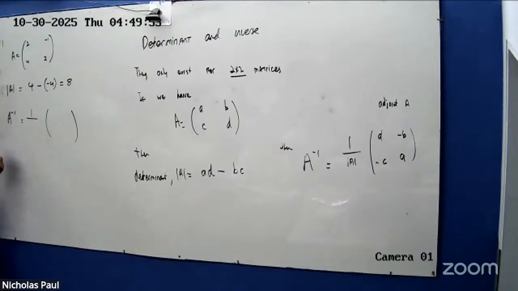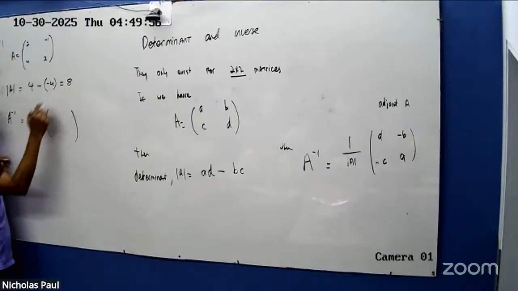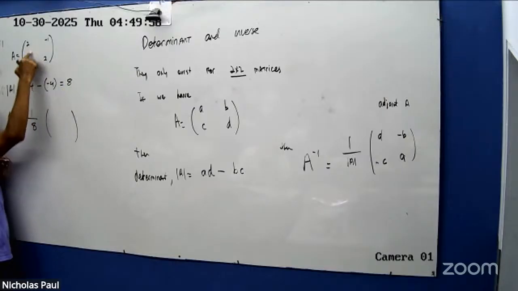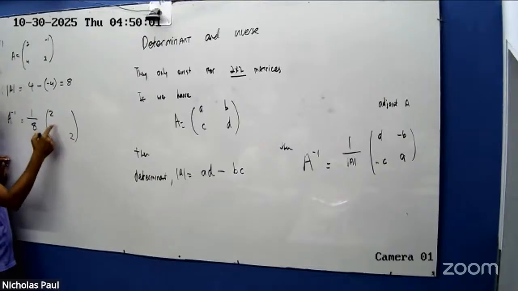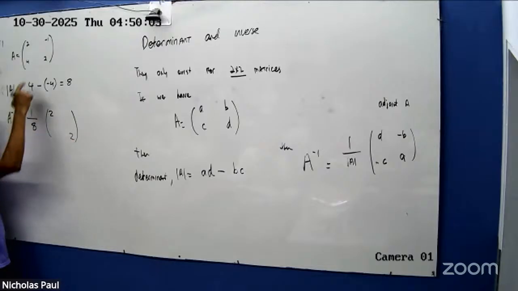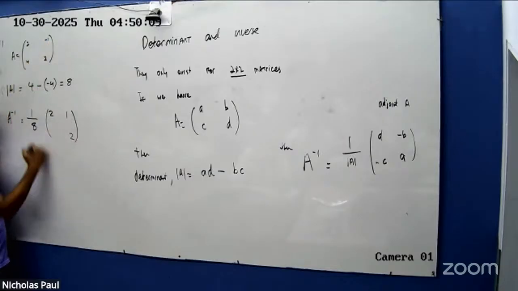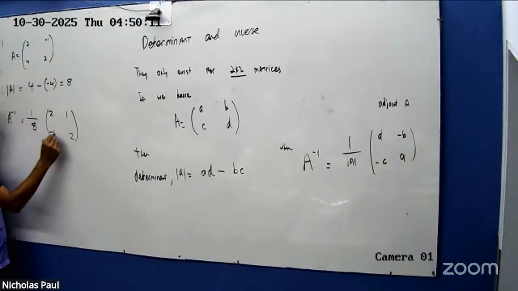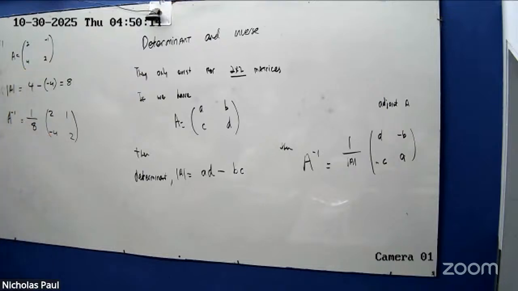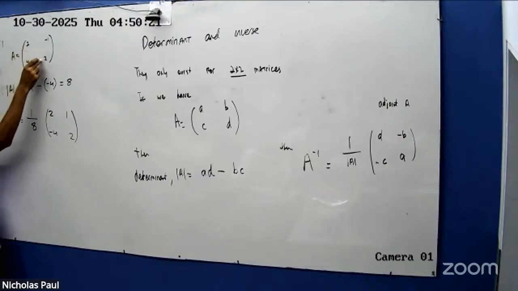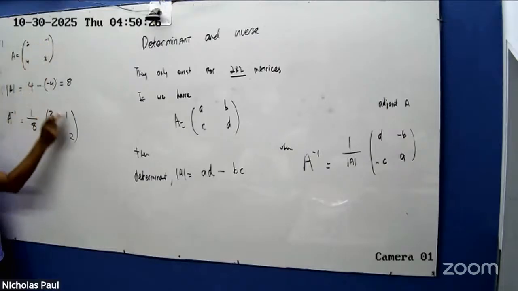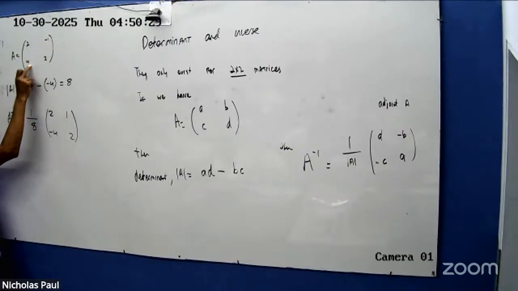How do we find the inverse? 1 over 8. Switch these 2 values around. This is a bad example because it will still look like that. Then put negative signs here and here. Minus 1 becomes plus 1, minus 4 becomes... So I'm switching A and D, and I change the signs of these two.